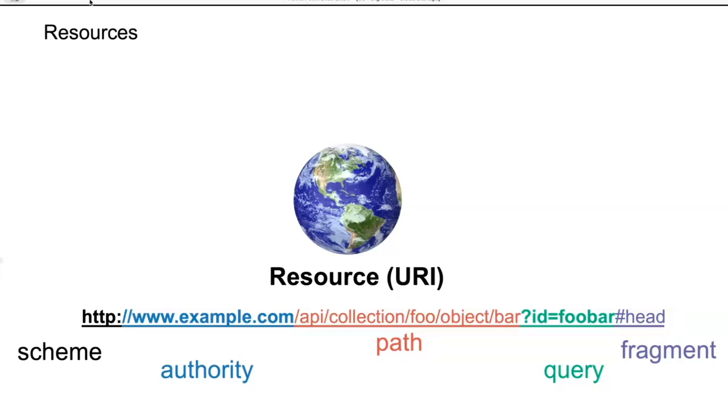HTTP, there's also FTP, mailto, HDFS, S3, S3A. There's plenty of different schemes that you can use. For whom is that clear? All right. This is a resource identifier: page, image, light bulb, car, anything.